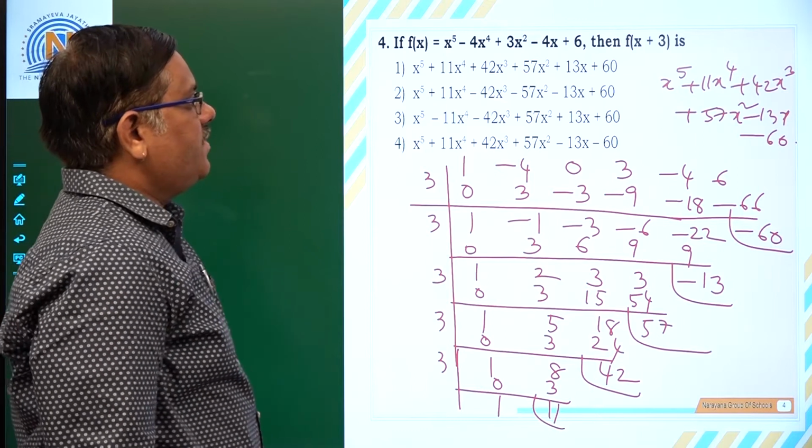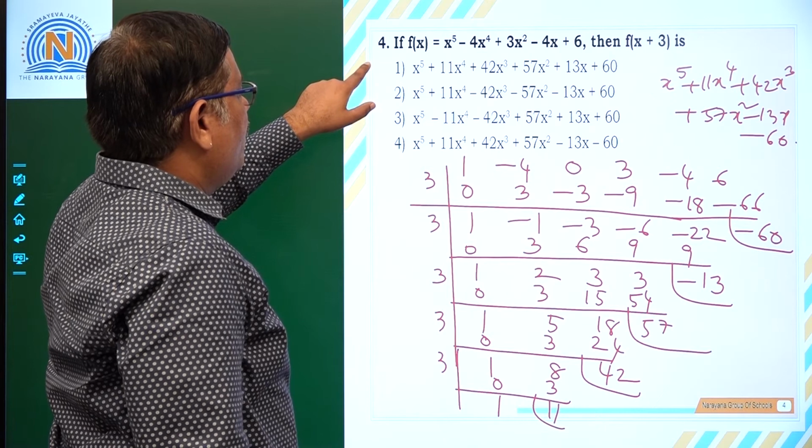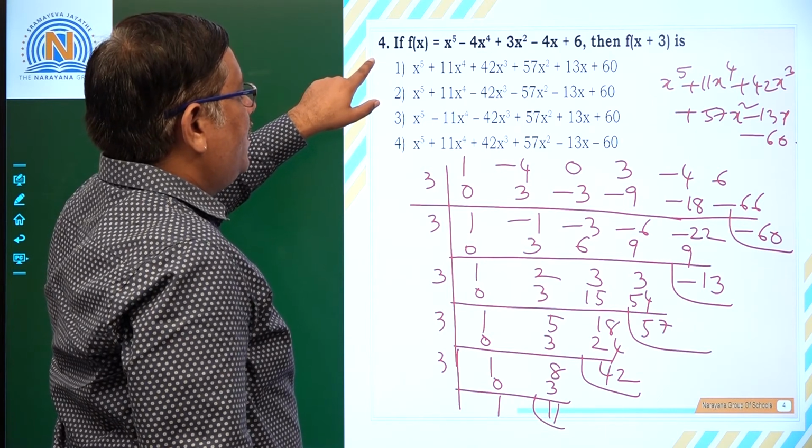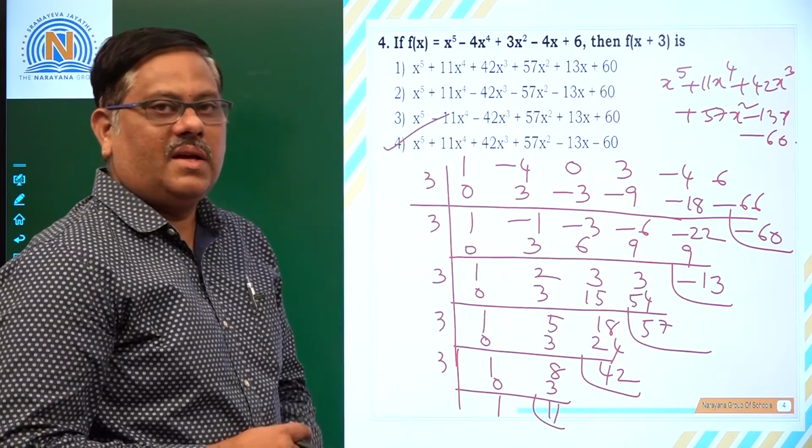So out of the given options, which is the right answer? x power 5 plus 11x power 4 plus 42x cube plus 57x square minus 13x minus 60. That is nothing but the fourth option for us. That is the right answer.